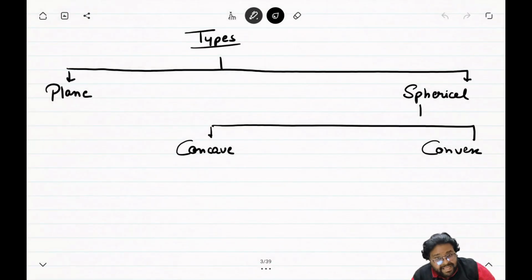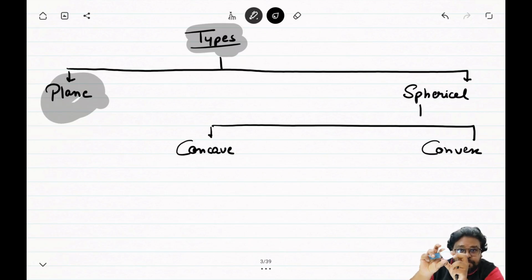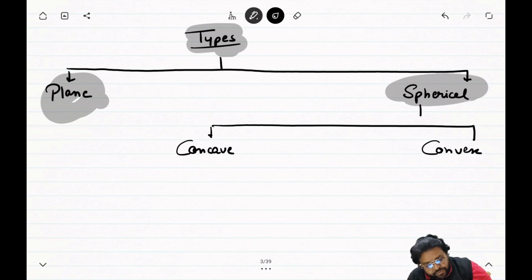If we talk about the types of mirror, basically there are two types of mirror. One is the plane mirror. This is a plane mirror. This is a glass plane, and the other side is polished, and the light travels and bounces back in the same medium. And the other one is the spherical mirror. Spherical mirrors are basically a part of a sphere.